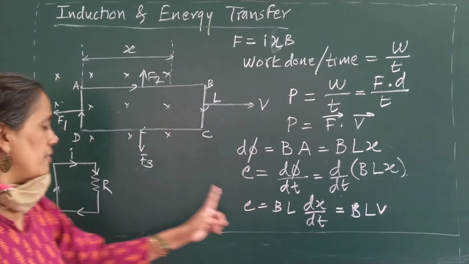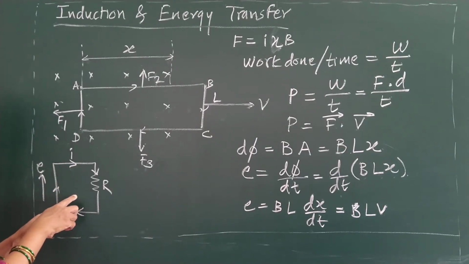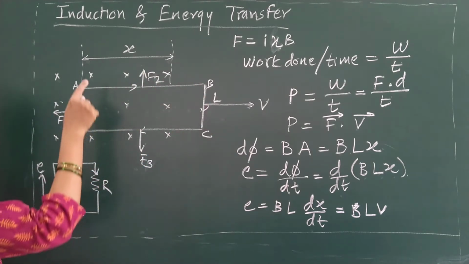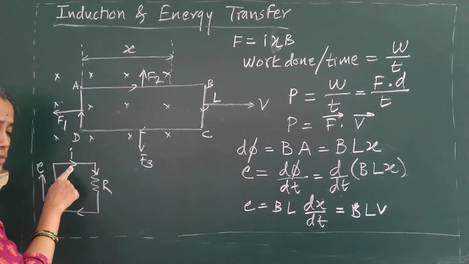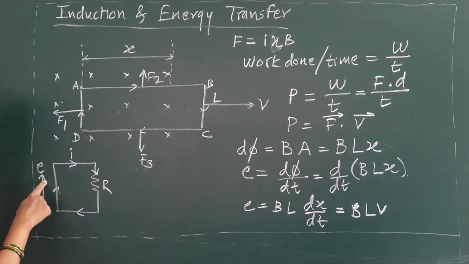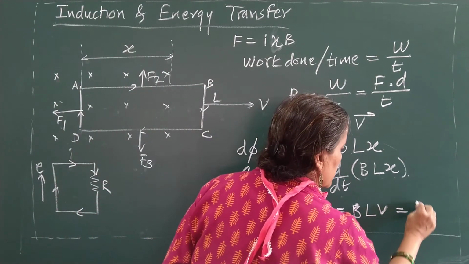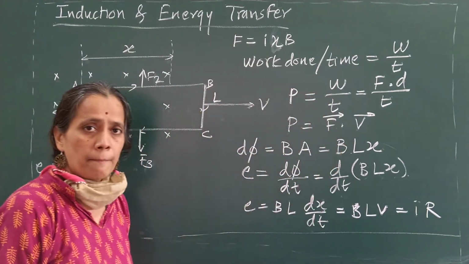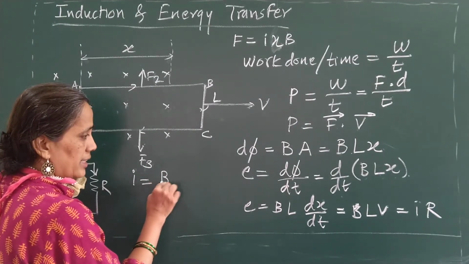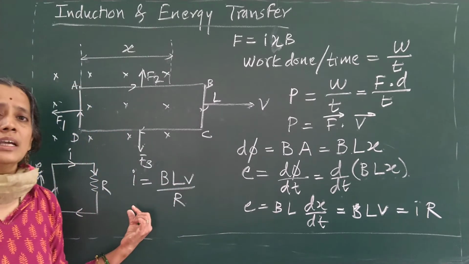If this induced EMF is produced, it will produce an induced current. So now just concentrate on the second diagram. This coil represents a certain resistance. Whatever current is produced inside the coil will flow through the coil of resistance R. So the EMF E generated can be written as I into R. Therefore I can get the value of the current: current is equal to BLv upon R. This is the value I am getting for the current.